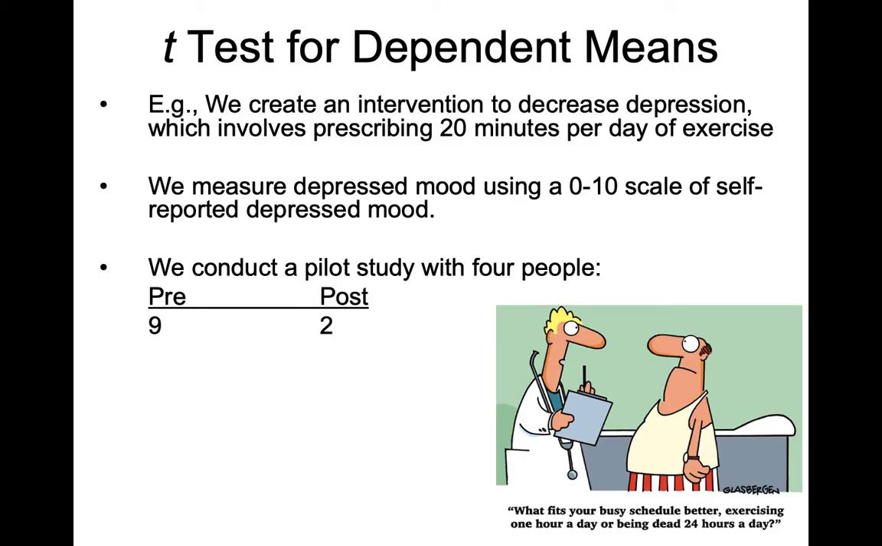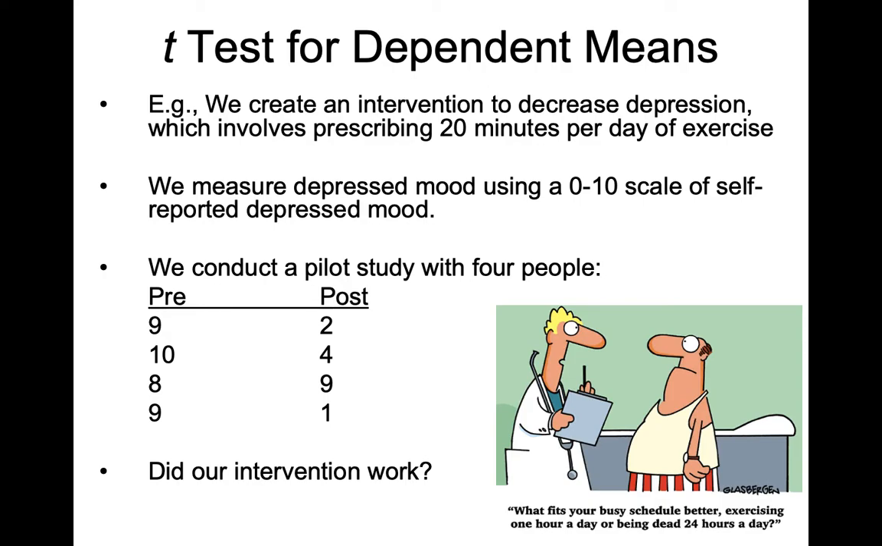All right, so here's our first person. Before the exercise intervention, they reported a depressed mood of 9. So that's a high level of depression. And then afterwards, they reported a 2. So less depression. Our second person was a 10. And then they reported a 4. So they showed a reduction. Person number 3 was an 8 in depression. And so their depression actually went up by 1 point after the exercise intervention. And then our fourth person was a 9, and then their depression was reduced to a 1.